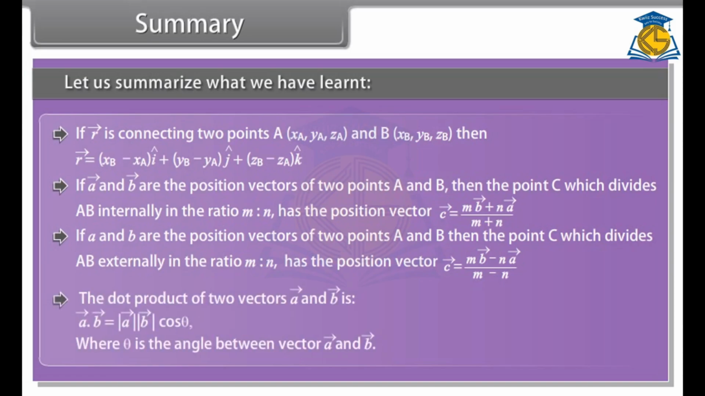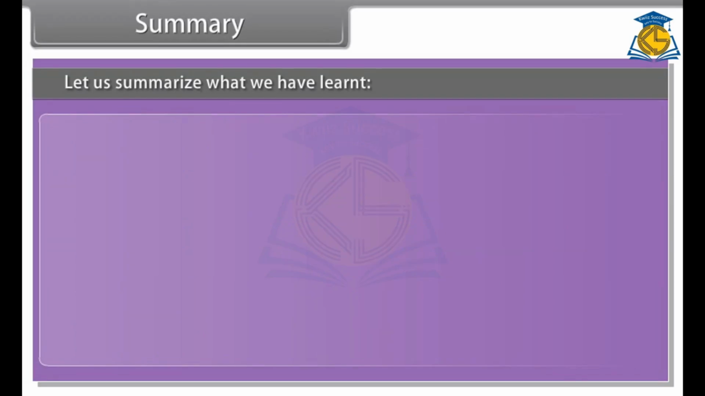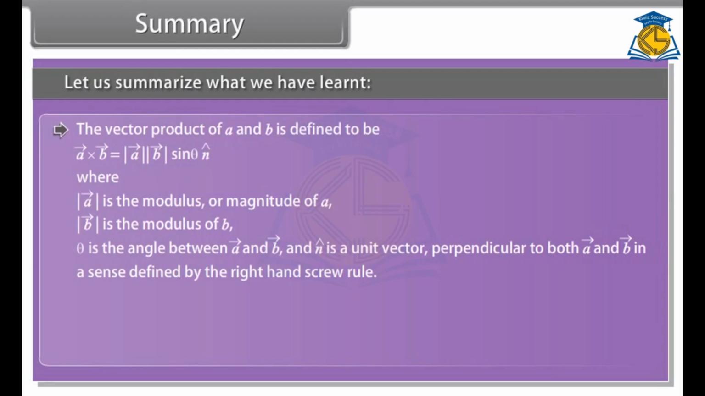The dot product of two vectors A and B is the magnitude of A times the magnitude of B, multiplied by the cosine of the angle between A and B, where theta is the angle between vector A and B. The vector product of A and B is defined to be vector A cross vector B, which is equal to magnitude of vector A into magnitude of vector B into sine of theta in the direction of n cap, where magnitude of vector A is the modulus or magnitude of A, magnitude of vector B is the modulus of B, theta is the angle between vector A and B, and n cap is a unit vector perpendicular to both vector A and B in a sense defined by the right-hand screw rule.